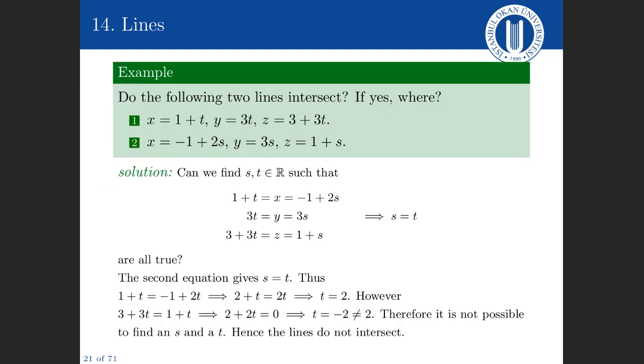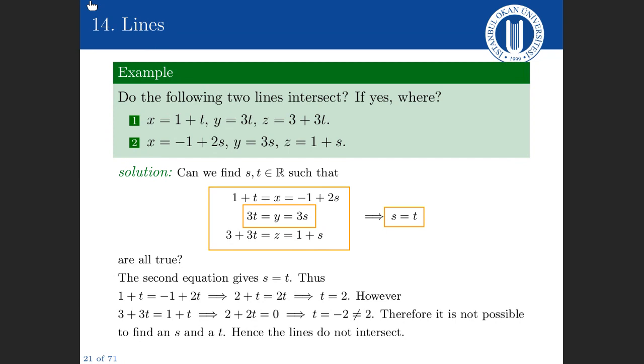Another example. Do these two lines intersect? And if the answer is yes, where? We start with three equations. x must be 1 plus t and x must be minus 1 plus 2s. y must be 3t and 3s. If 3t is equal to 3s, then s equals t. And the third equation, 3 plus 3t must be the same as 1 plus s. Is it possible to find s and t such that all three equations are true?